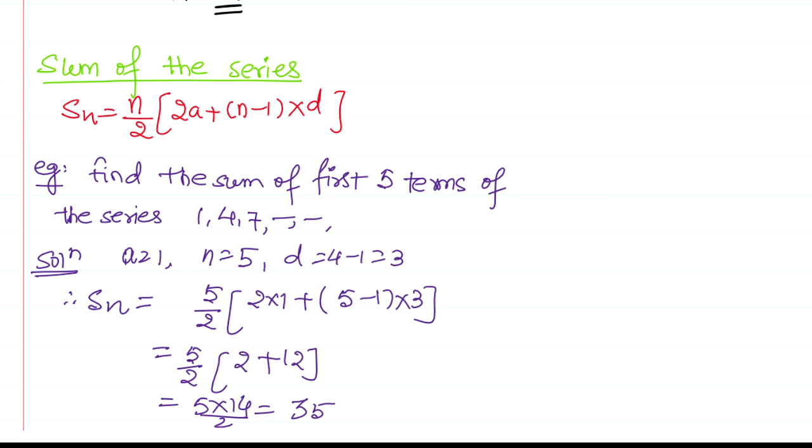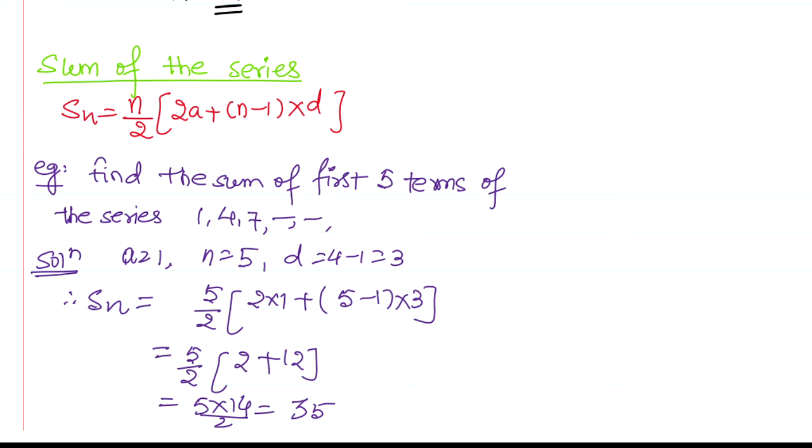Okay. So let's take up the question. Find the sum of the first 5 terms of the series 1, 4, 7. Then what would be the next term? What is the difference? The difference is 3, right? It's 4 minus 1, or I can take 7 minus 4. The difference is going to be constant. So I know what the series is. The series is 1, 4, 7, 10, 13 and so on.